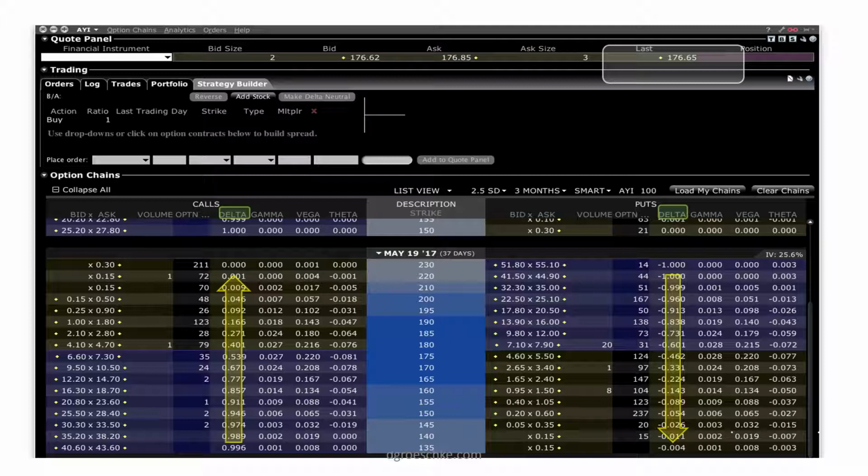You will also see that options very deep in the money have a value near negative 1 or almost 1. And since IE is currently trading at 176.65, there is no perfectly at the money option, but you will see that the option with the 175 strike has a delta of near 0.5 and near negative 0.5.